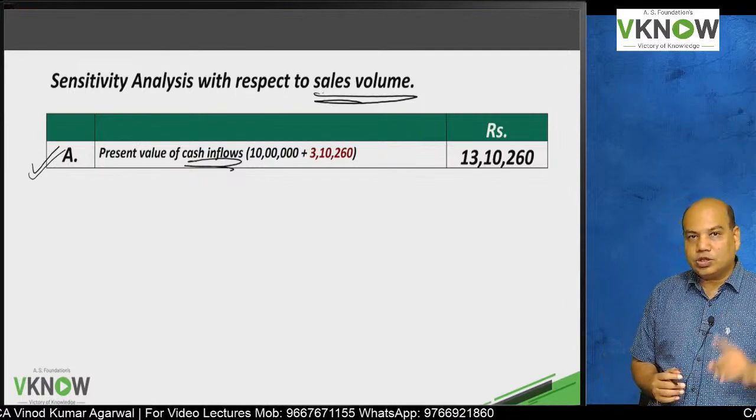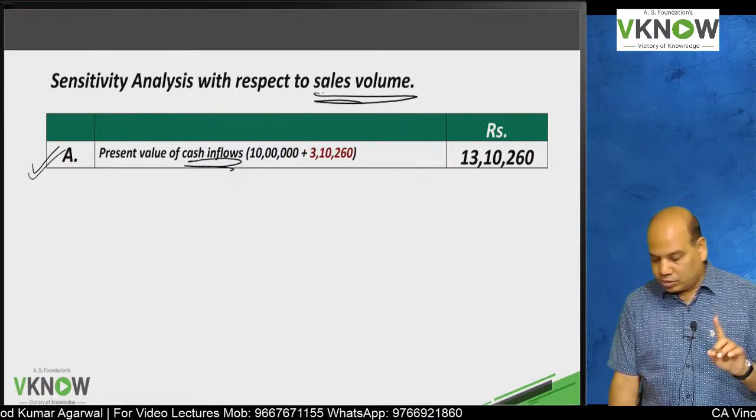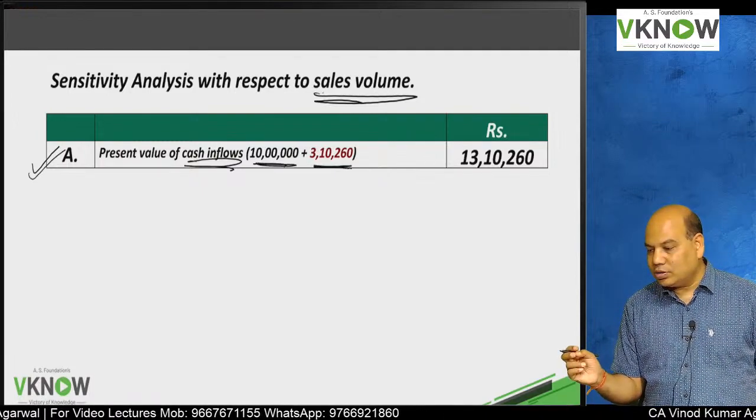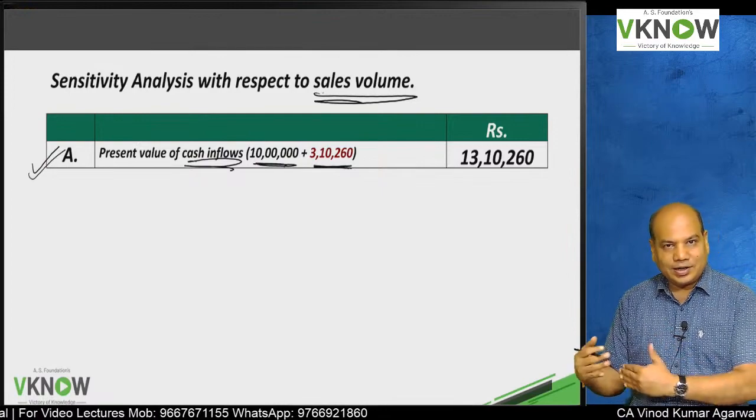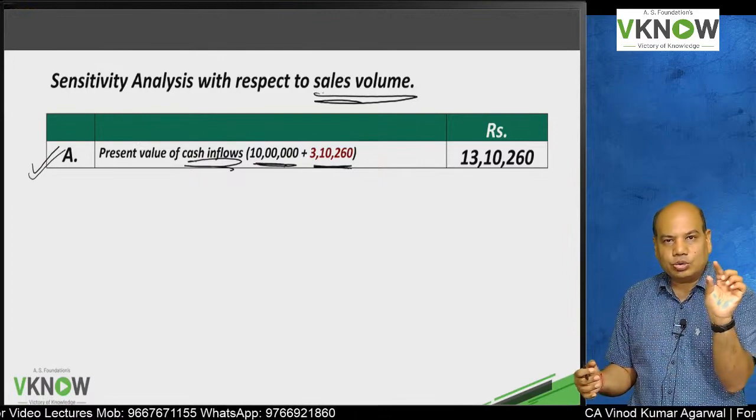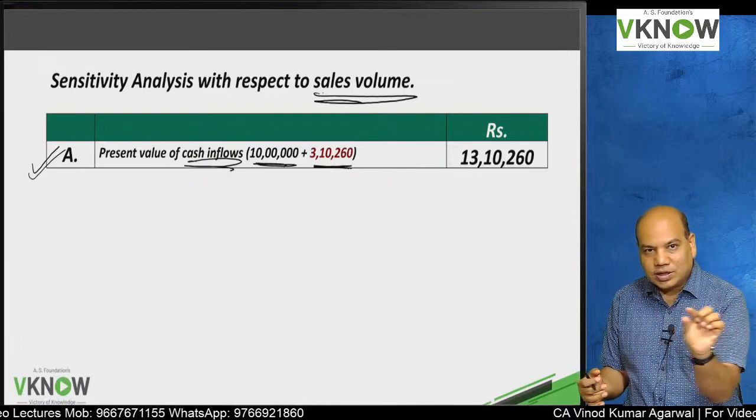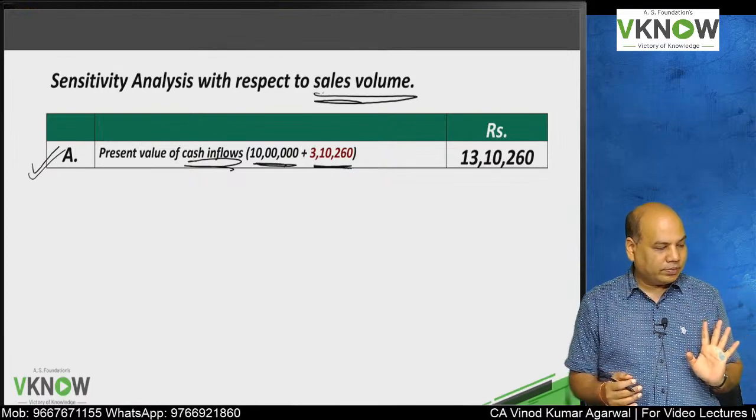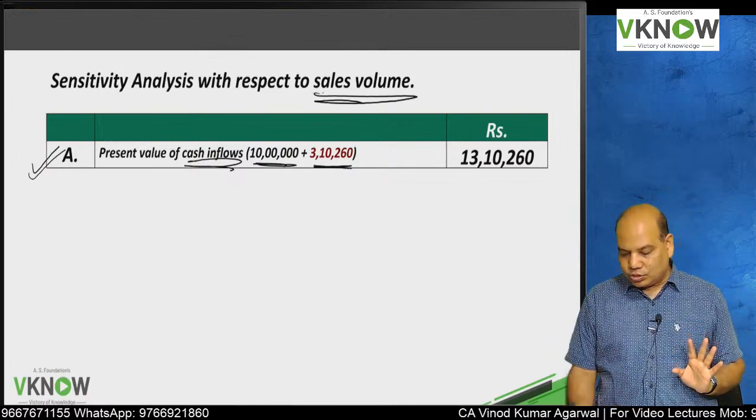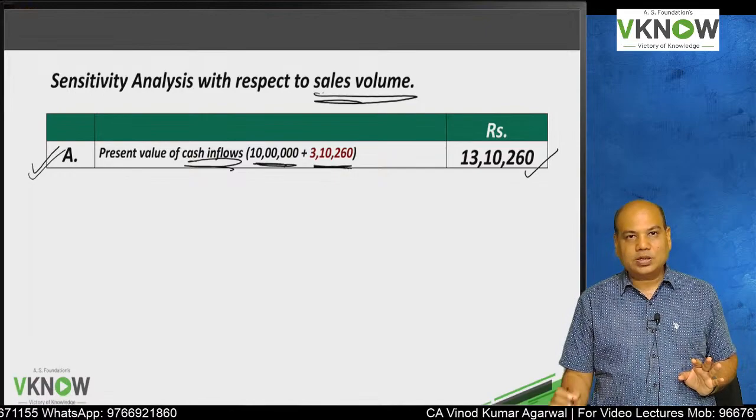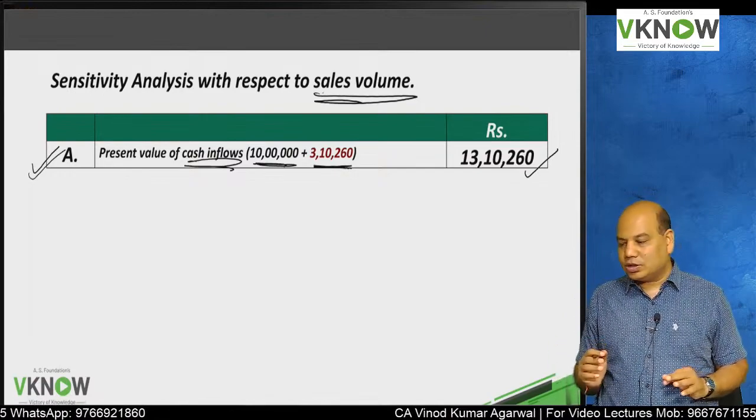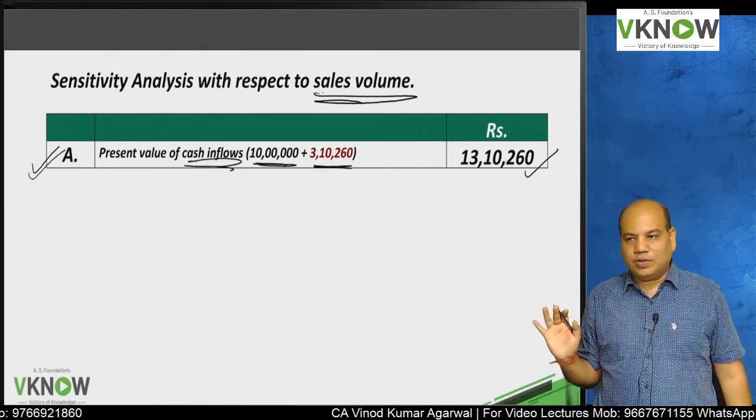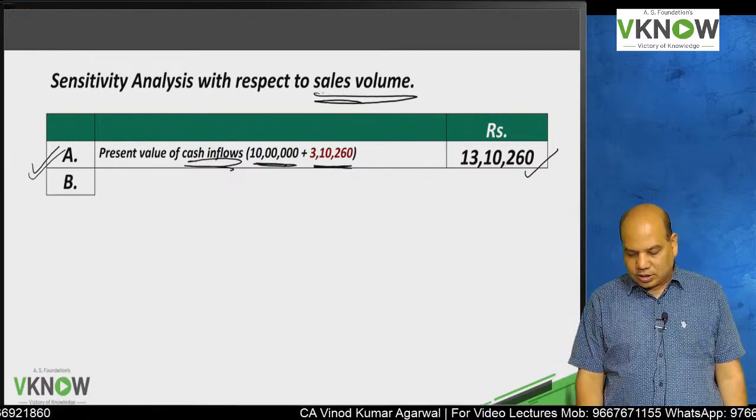So for my PV of cash inflow, go to the original answer. You have investment 10 lakh and you have NPV 3,10,260. Either you can add these two numbers or you can add the present value of those three inflows of year 1, 2, 3. You will get the same result, 13,10,260. NPV plus initial investment is PV of cash inflow, or you can add year 1, year 2, year 3 PV of cash flow. You will get the same answer.